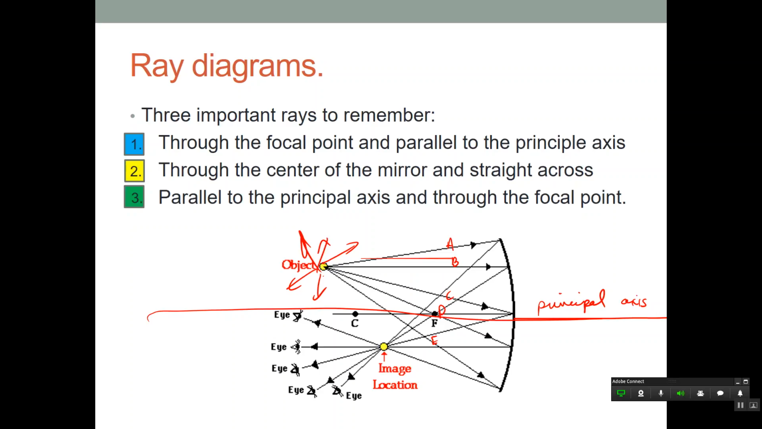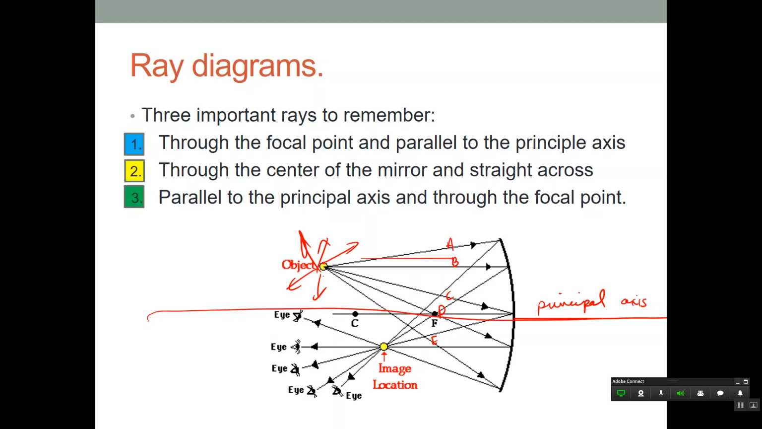Any questions? Which one is going through the center of the mirror and straight reflecting? Exactly. It's going to the center of the mirror and is doing a regular reflection. Okay? And which one's going parallel to the principal axis and then through the focal point? Yeah, D. So parallel, through the focal point.